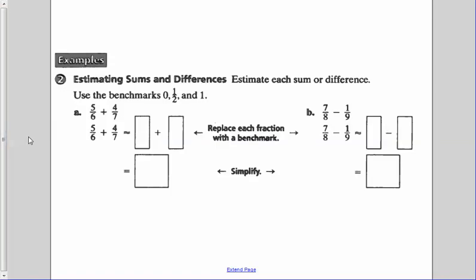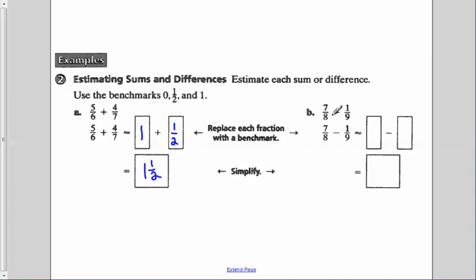Our second example, estimating each sum or difference, and we'll use the benchmarks of 0, 1/2, and 1. So when we look at 5/6 plus 4/7, 5/6 is really close to 6/6, so we'll say that's 1. And then 4/7, 3.5 is half of 7, so we'll call 4/7 1/2. And then 1 plus 1/2 would be 1 and 1/2.